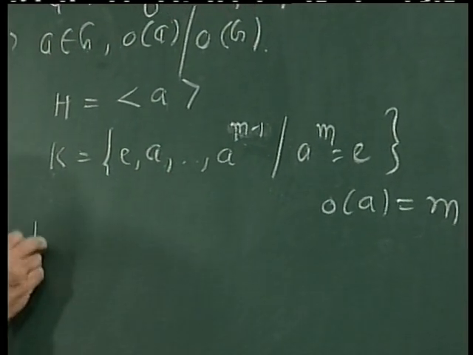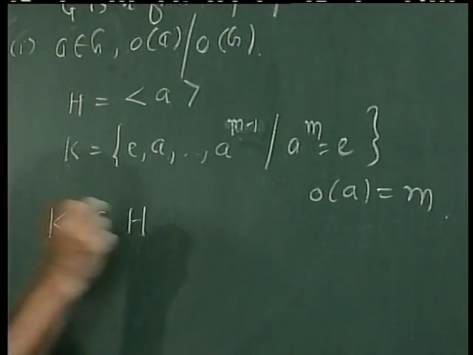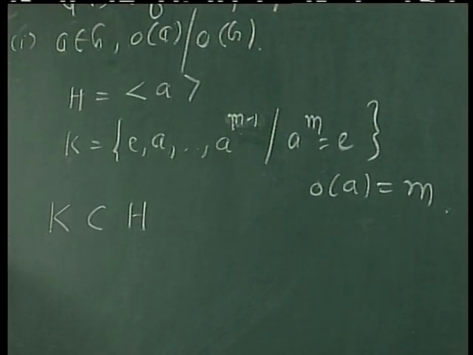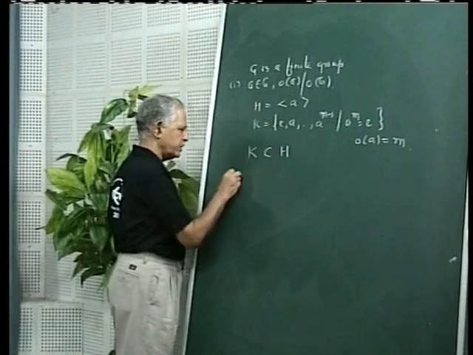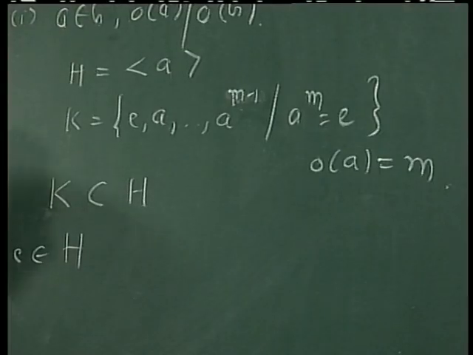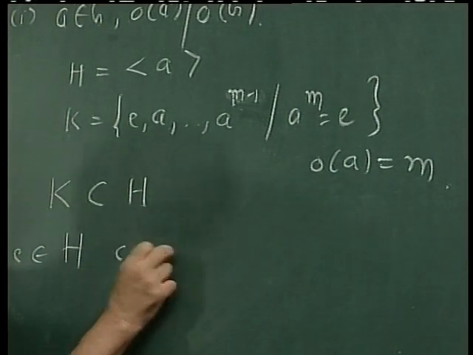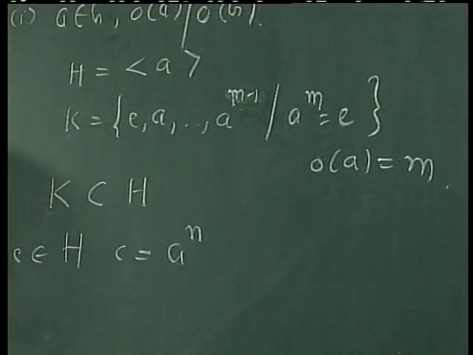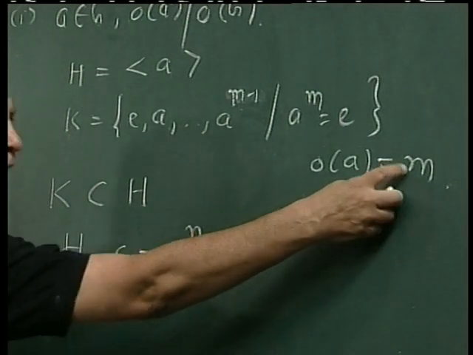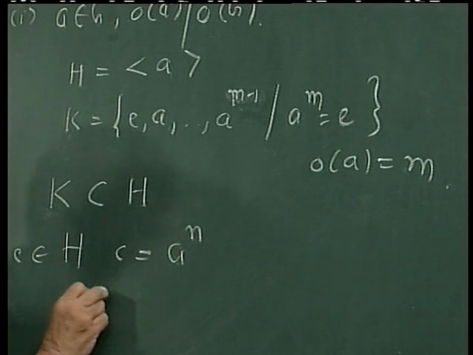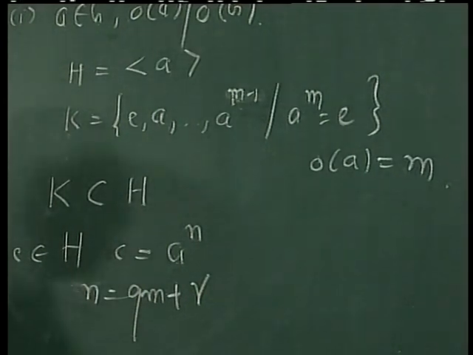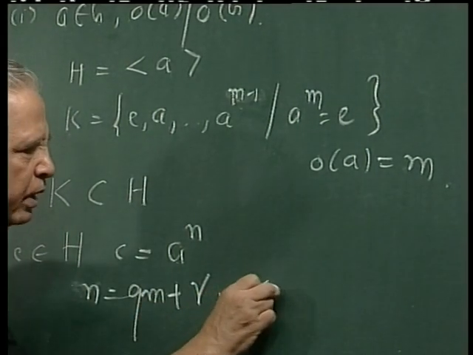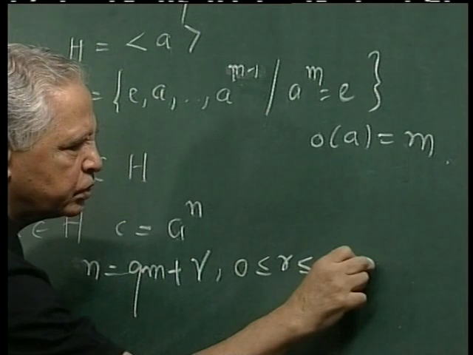First thing, it is very obvious that K is contained in H. Second thing what we can prove is that let us take any element C belonging to H. Then C will be of the form A raised to n for some integer n. Now by division algorithm, we have two integers n and m, and so I can find out integers q and r such that n is equal to qm plus r, 0 less than or equal to r less than or equal to m minus 1.